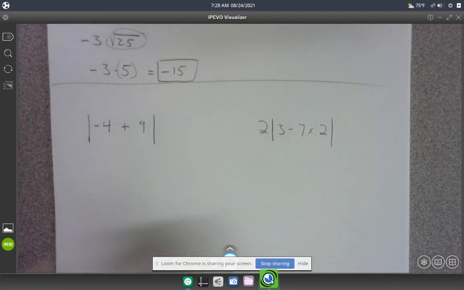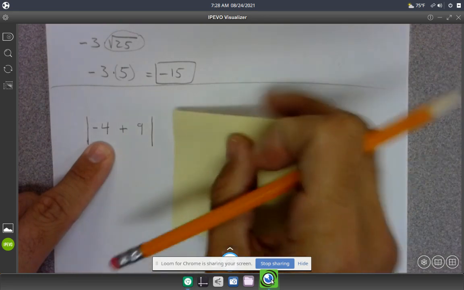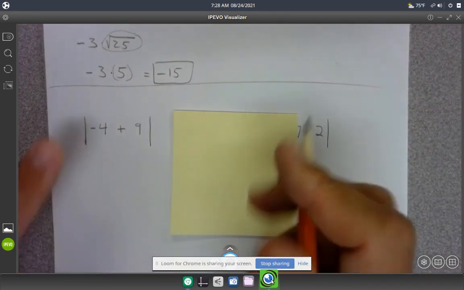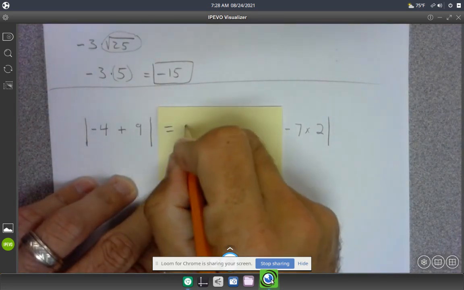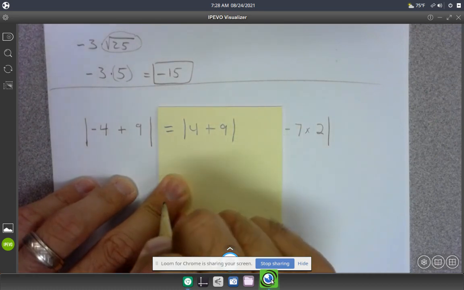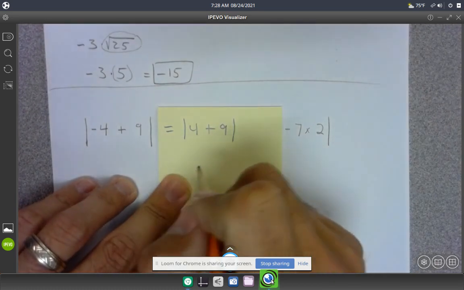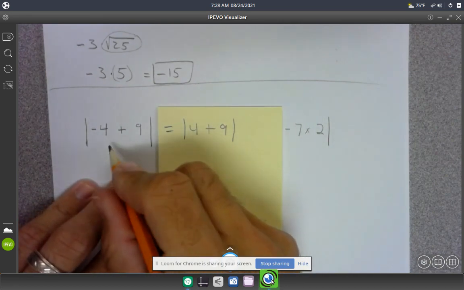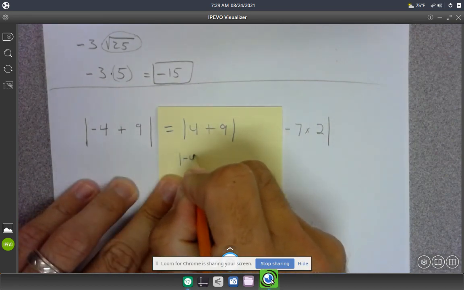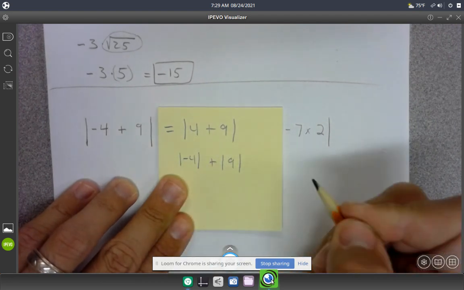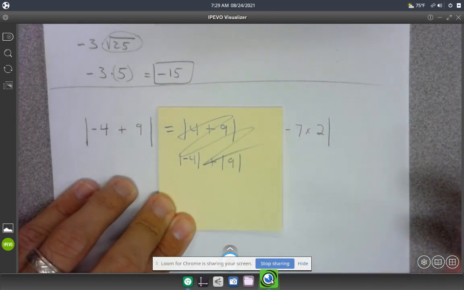Now, be careful. A lot of people, whenever they see this problem here, would just automatically make the 4 positive. They think, oh, this is equal to +4 plus 9, but it's not. That's not the way these work. You don't get to say, oh, this is the same as -4 in absolute value bars and the 9 in absolute value bars. That's not true. Not the way it works.